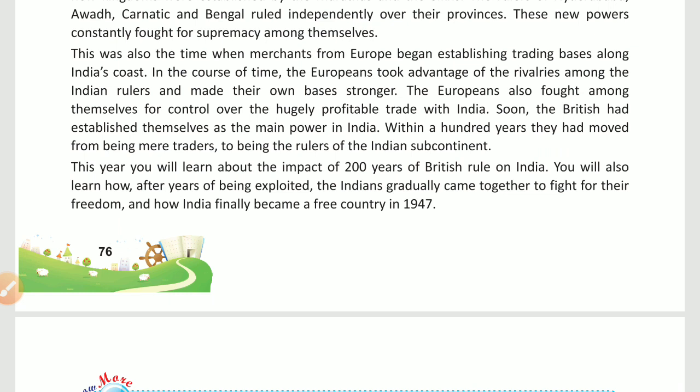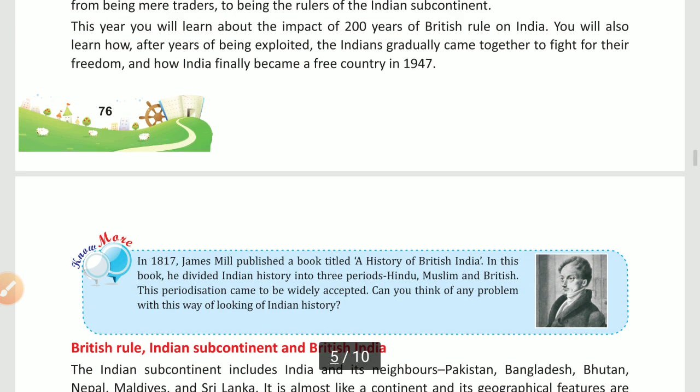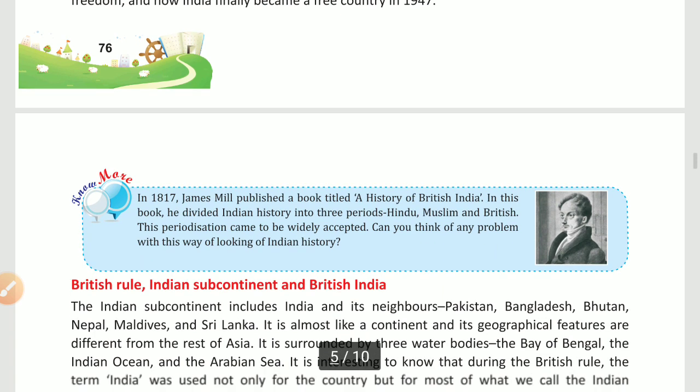This year, you will learn about the impact of 200 years of British rule on India. You will also learn how, after years of being exploited, the Indians gradually came together to fight. In this chapter, we'll study how we were ruled over by the British for 200 years, and after that we understood the exploitation of the British. Gradually we fought against them, we got united, the British got defeated, we chased them, and we got freedom. All these things we will study, up to 1947, how we achieved independence.